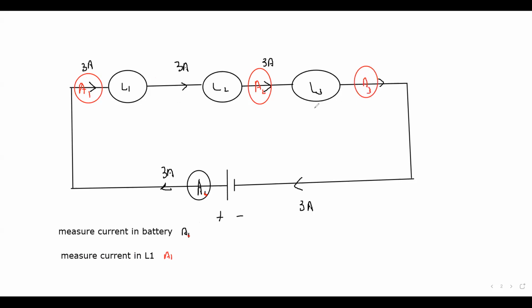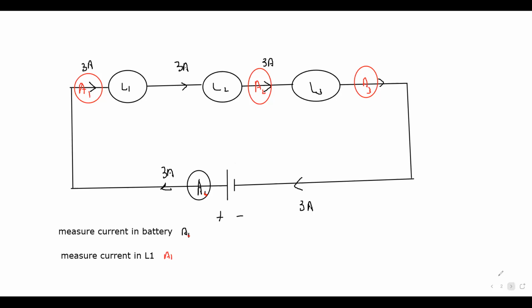But this circuit does not require too many ammeters. Why? Because we know what the current is. If we know the current in the circuit, we can identify what will be the current in each component. So even one ammeter is enough to connect in this circuit and measure the current in the component, because the current will be the same.